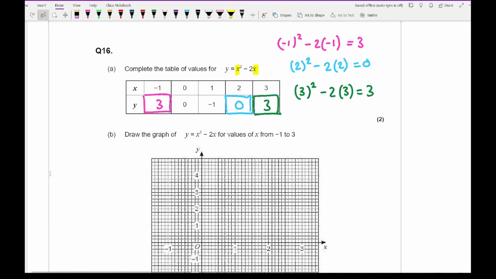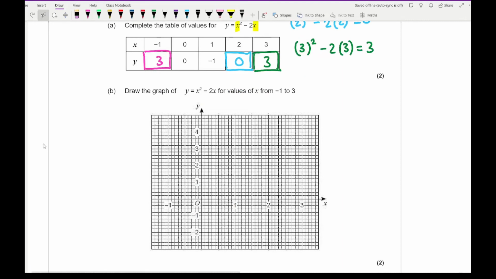So then next, what I'm going to do is draw the graph. For this, what I need to do is plot these coordinates. Now again, every time I'm using this, mine is going to be a lot messier than yours. So 0, 0, 1, minus 1 is there, 2, 0, and 3, 3 is there.